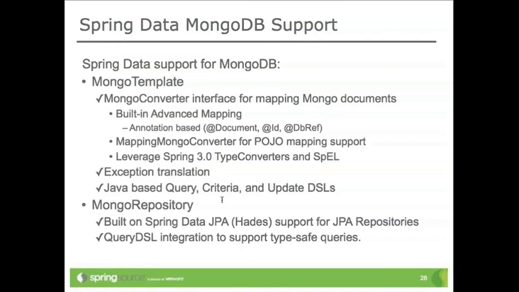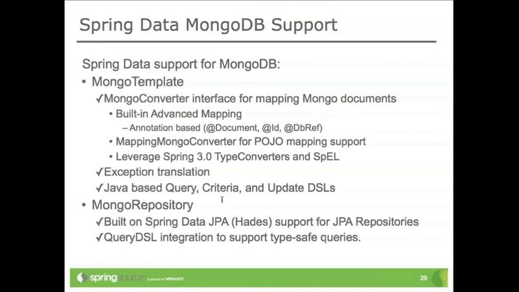And the mapping Mongo converter is used by the template to provide this mapping support, and it uses Spring's conversion services under the hood. So if you have specific needs, you can provide your own converters, and you can register them with a mapping converter and have them provide the mapping instead of relying on the built-in mapping.